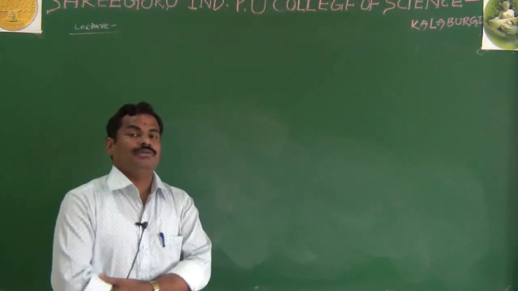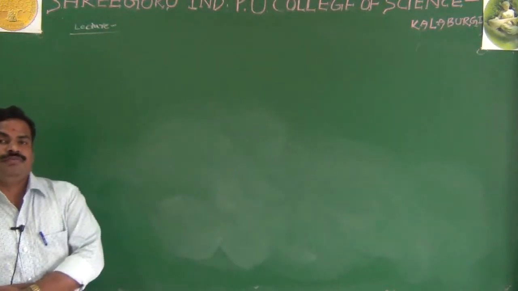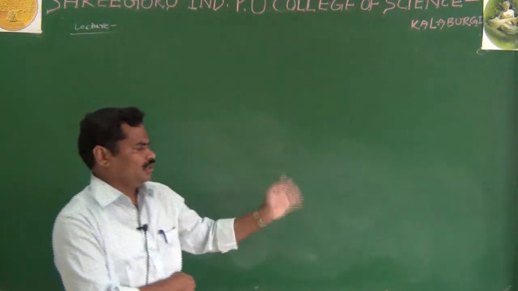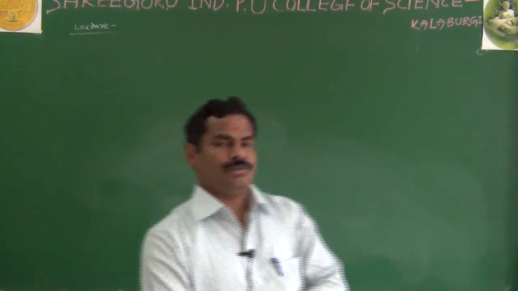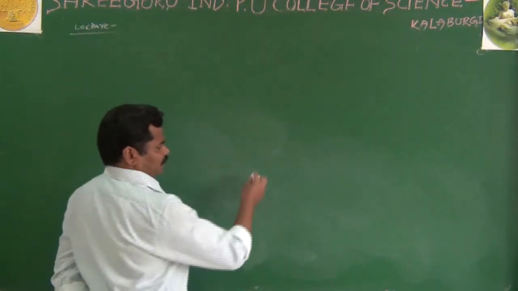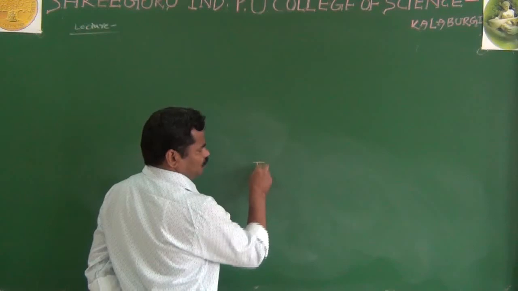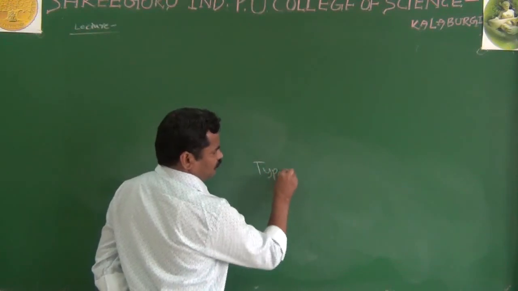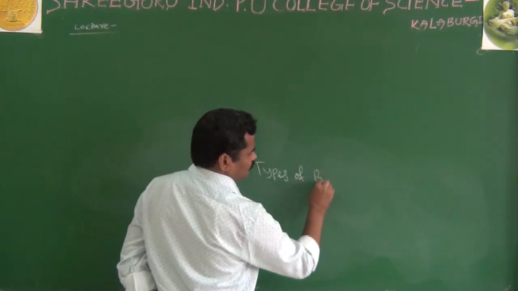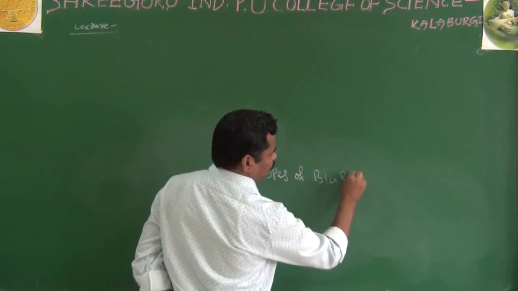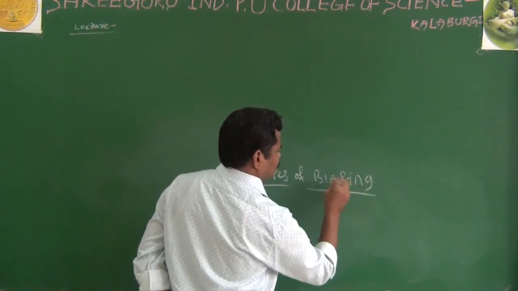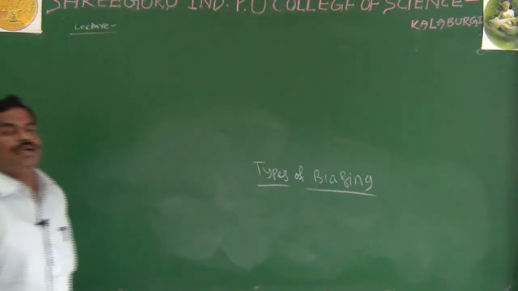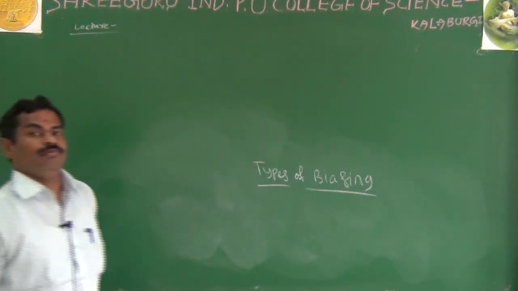That is nothing but the biasing is important. And actually we have so many types of biasing. What are the types of biasing? We have different types of biasing. This question is also asked in the exam for 2 marks. What are the different types of biasing?